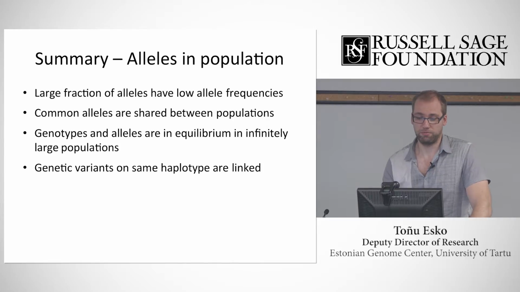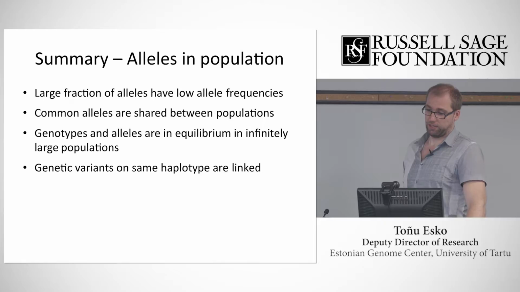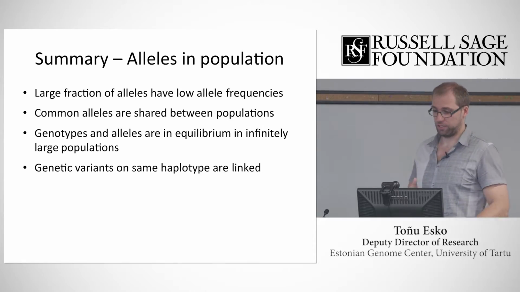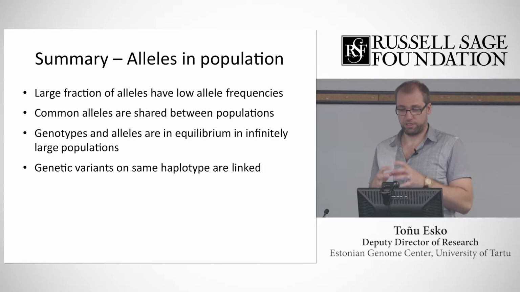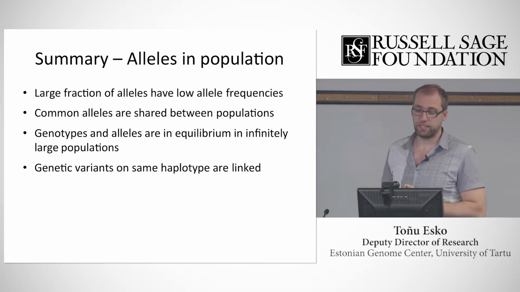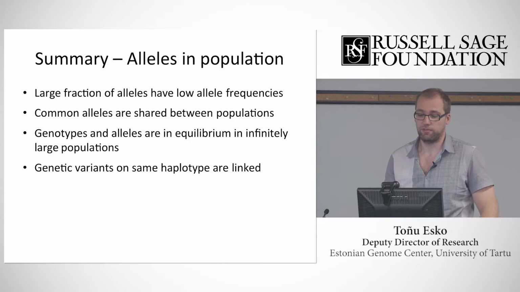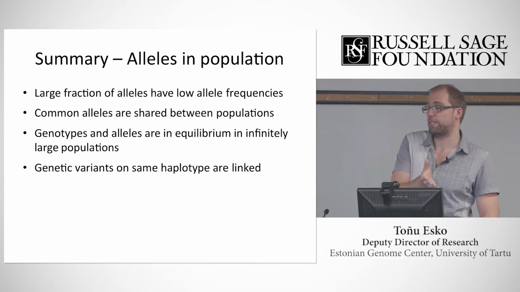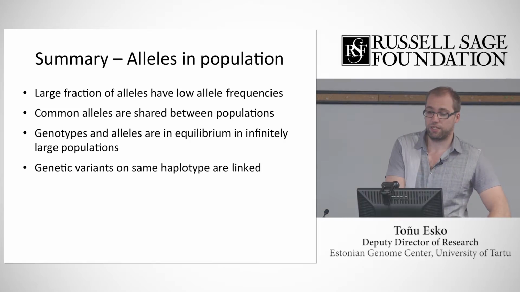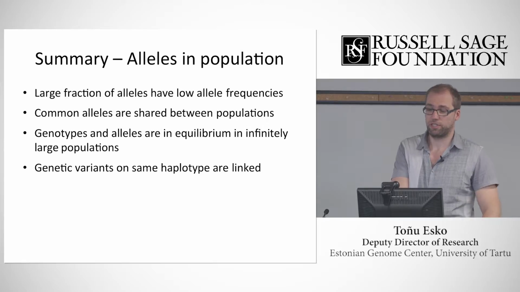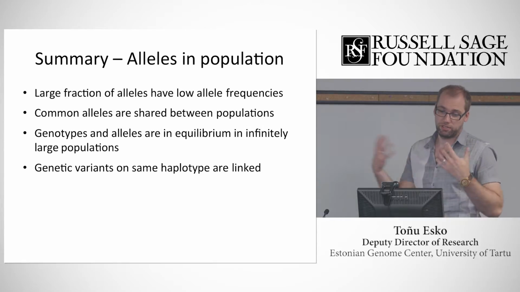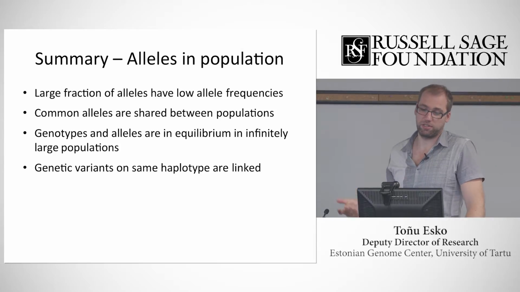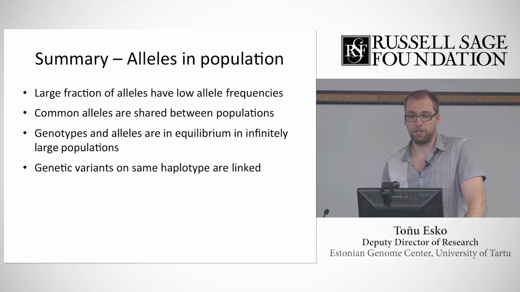Then another important point is that genotypes and alleles are in equilibrium in infinitely large populations, but genes that are close together are linked, and this is how we can define haplotypes. I will show how it helped us to comprehensively describe the genetic variation in the genome, but later on I will point out how it causes a headache if you want to interpret the biology using this type of data.